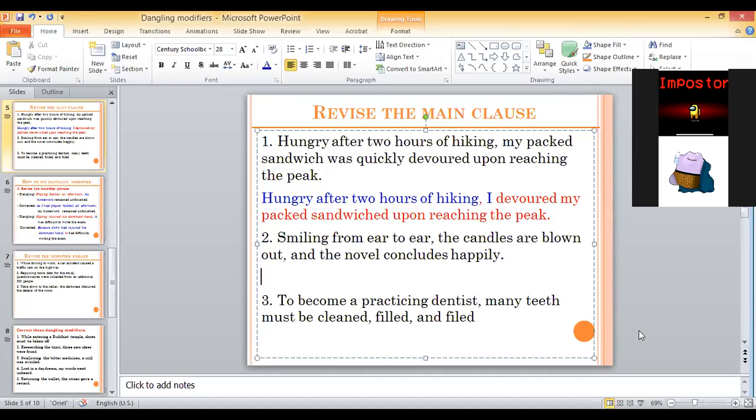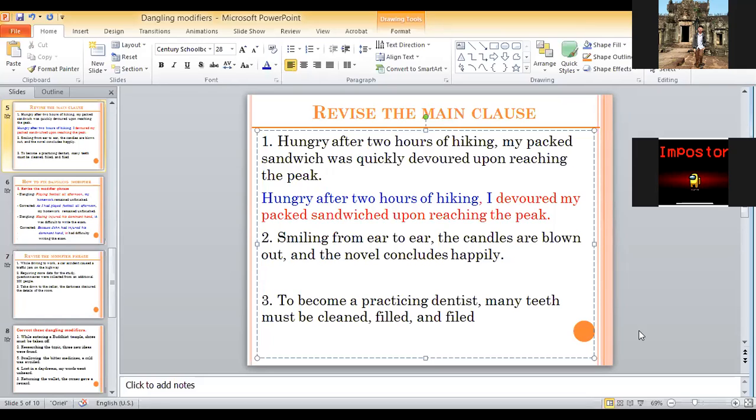All right. When we talk about a dangling modifier, we refer to a modifier that modifies no word. What you need to do is try to fix it. The first method is to change the main clause in order to find a word for the modifier to modify. As in sentence number 1, "Hungry after 2 hours of hiking, my packed sandwich..." there is no word that I can keep, so I change "my packed sandwich" to "I" in order to have someone who is hungry. Okay, Boromai, you can try.